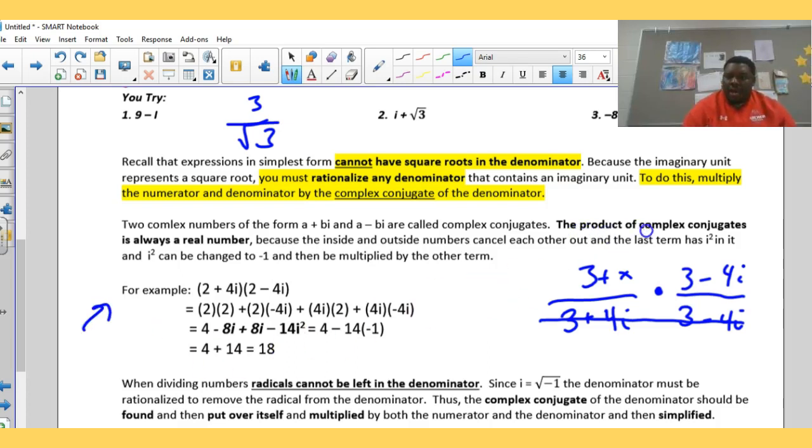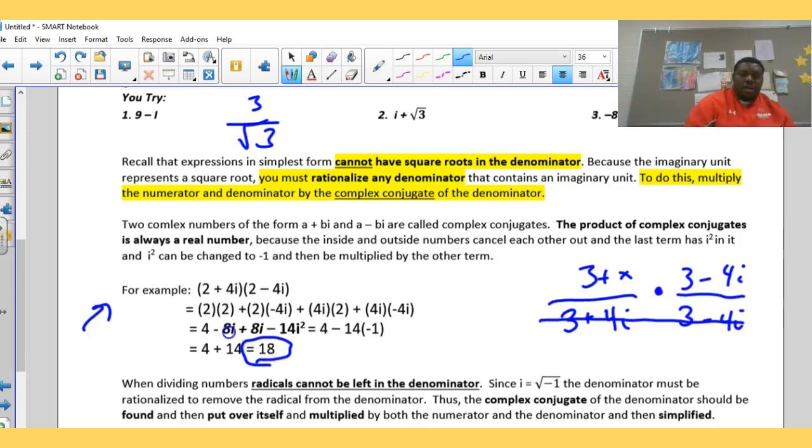The product of complex conjugates is always a real number. Again, if I take these two complex conjugates, 3 plus 4i and its conjugate, 3 minus 4i, and I multiply them, I will get a whole number. For example, 2 plus 4i multiplied by its conjugate, 2 minus 4i, is going to give me 20. If I multiply these conjugates, I'll get an actual real number.